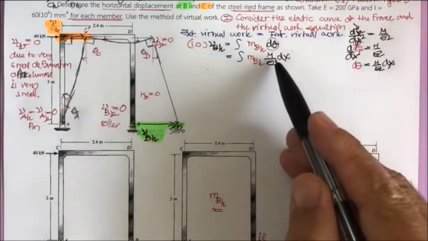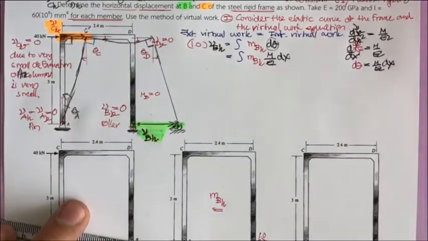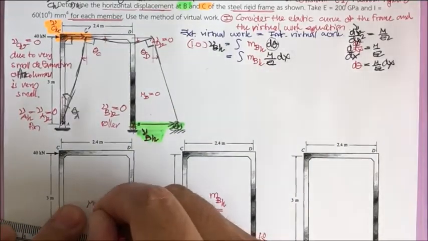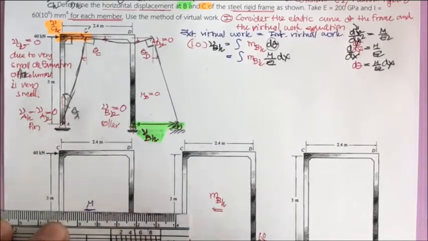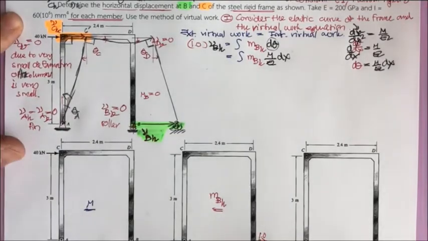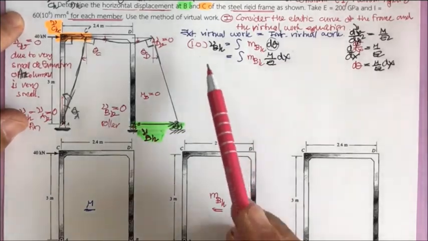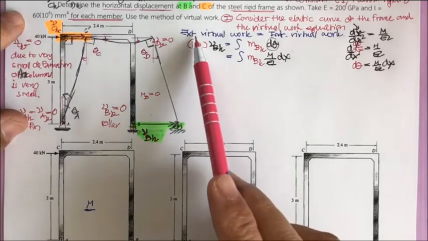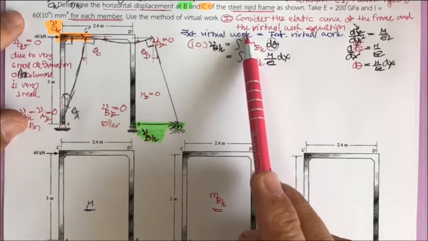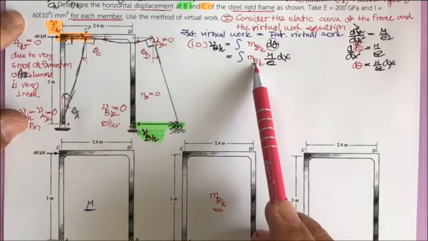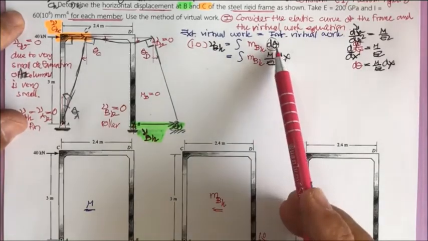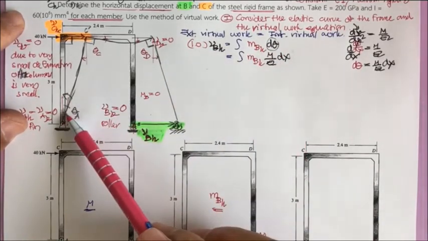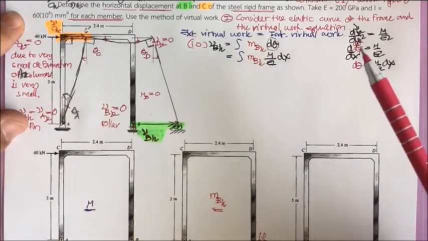What is the M? The M is going to be the moment that occurs due to the applied force, the 40 kilonewton. So the assumed force times the real displacement is the external virtual work. The assumed force produces the bending moment, and times the real change in the shape of the frame is going to be the internal virtual work.